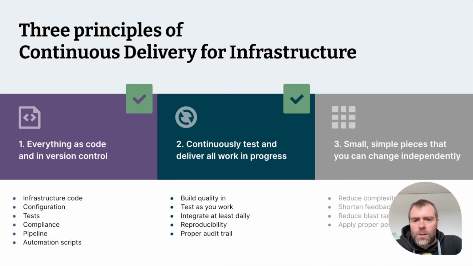With this sketch of a pipeline now in place, we can also put a check mark on the second principle for continuous delivery for infrastructure, namely continuously test and deliver all work in progress. We showed how you can use both offline and online tests to build quality into the infrastructure code you create. We saw how you can test as you work.